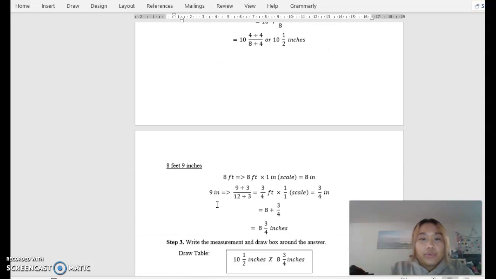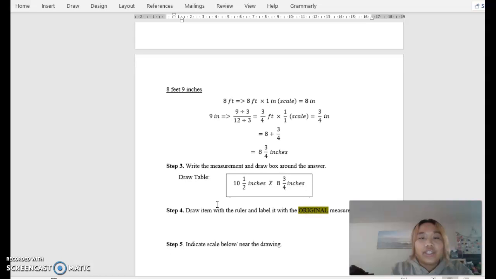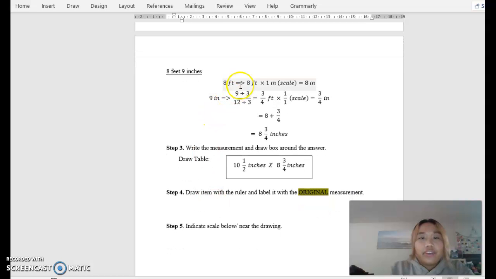Now for the second one, which is 8 feet 9 inches. 8 feet multiplied by 1, which is our scale, gives us 8. Now, for the 9 inches, 9 inches is equal to 9 over 12, which I copied from step 1. We divide it by 3 because we have to reduce it into lowest term. That gives us 3/4 foot. Now 3/4 foot multiplied with our scale, which is 1, gives us 3/4 inch.